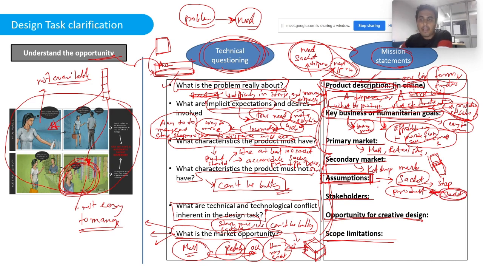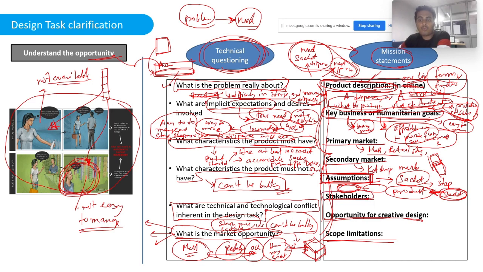Okay, so similarly there can be other assumptions also. We are assuming that retailers will be happy to buy this particular product, provided that they have a sufficient power source to supply this particular device.